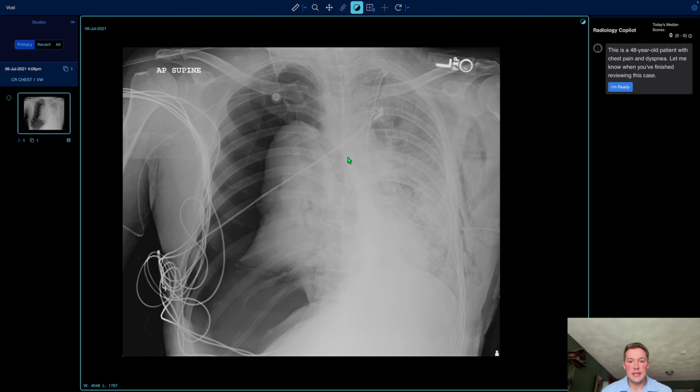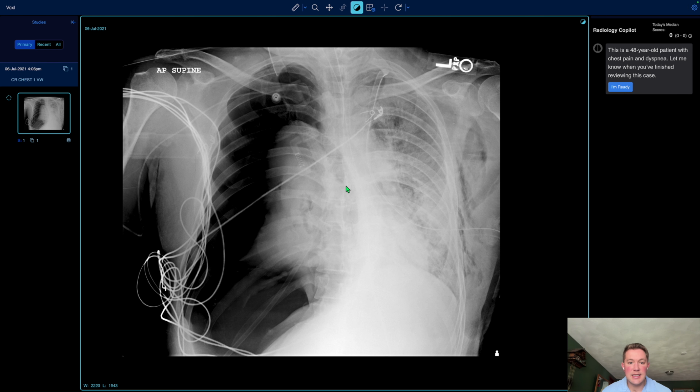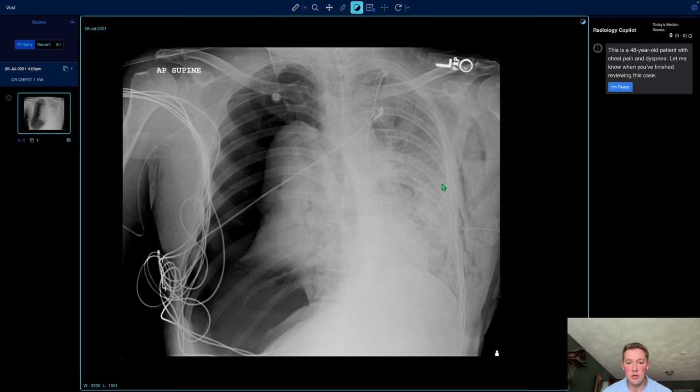All right, and then moving into C, cardiomediastinal silhouette. I can see that there is a mediastinal shift into the left chest, which is suggestive of the tension pneumothorax of the right chest, but we picked up on that earlier as well.